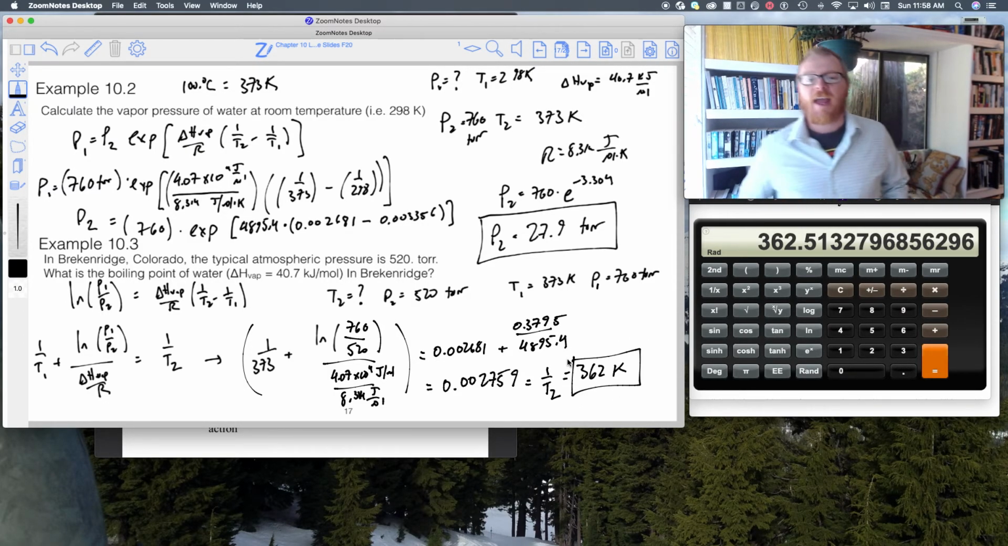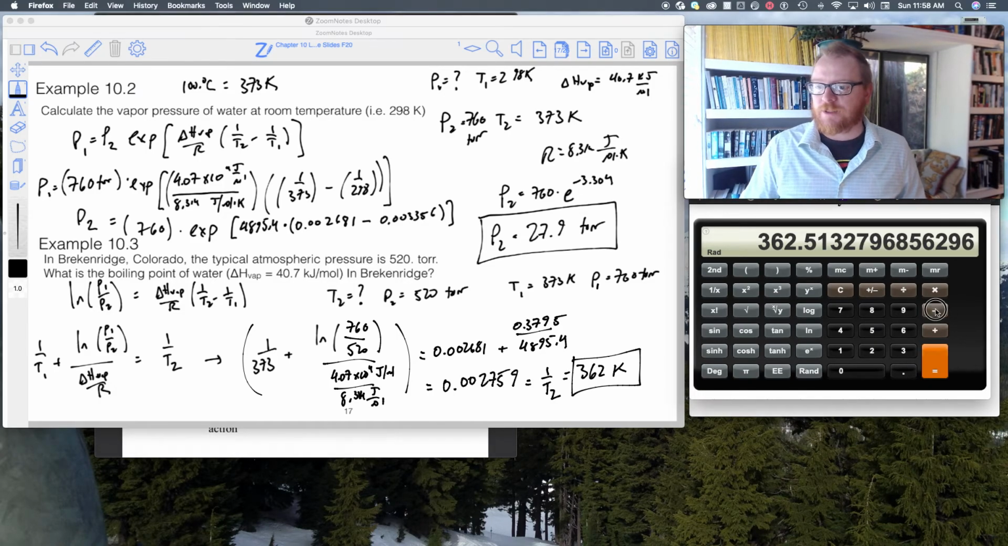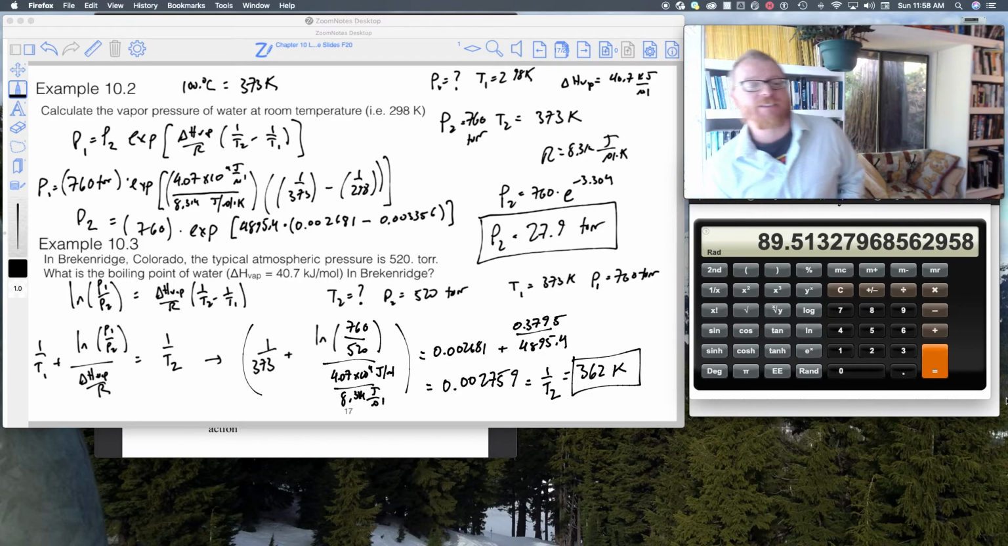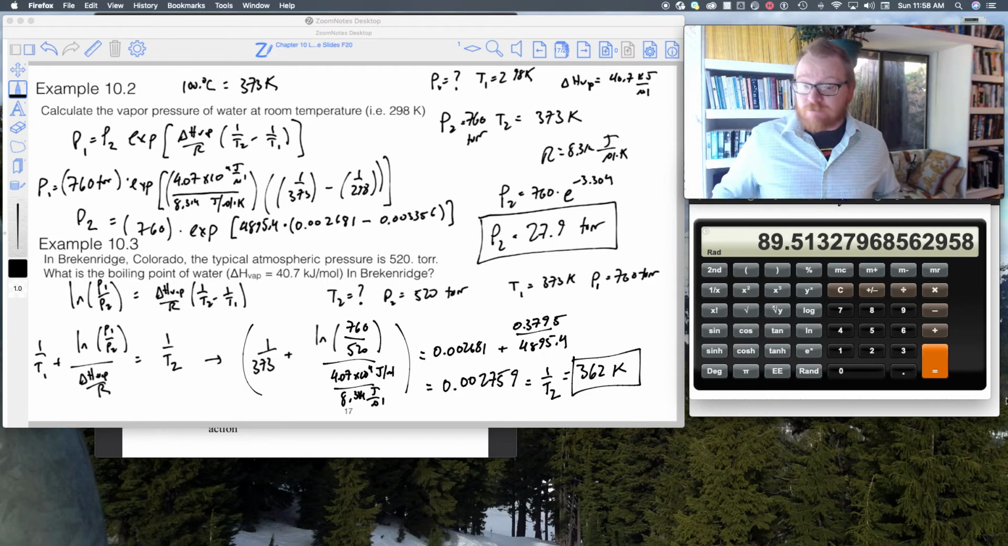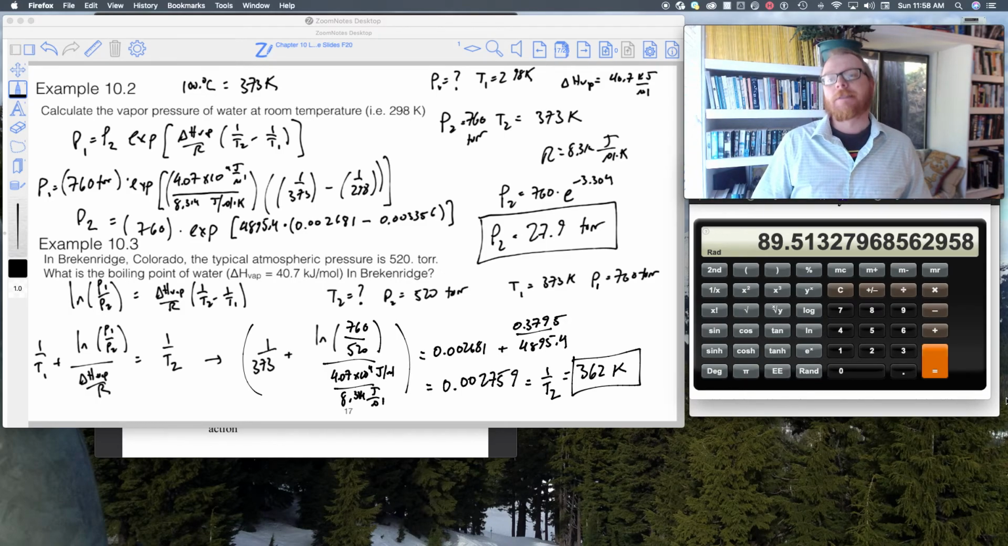Let's just keep it at that, 362 Kelvin. And if you're curious what that is in terms of Celsius, minus 273, so that's 89.5 degrees. So as I told you earlier, when you're way up there in the mountains, liquids boil at a lower temperature. And in this case, when the atmospheric pressure is 520, that's a significant drop in the boiling point due to the reduced pressure.